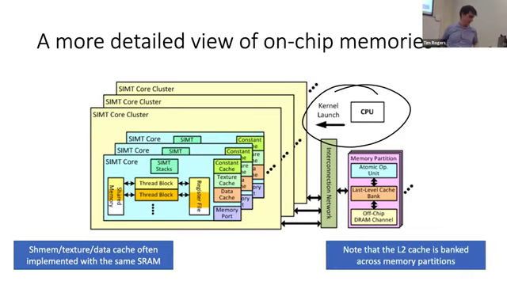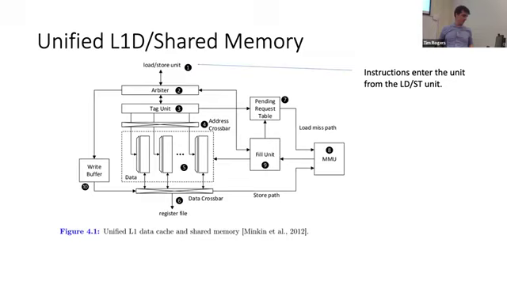Often these are implemented with the same SRAM. Note L2 is banked across all memory partitions. Okay, so let's talk about, again, we lifted this from a patent from the early noughts when they started fusing together the shared memory and the L1 cache. This is a pretty reasonable assertion of how you build an L1 cache that is merged together with the shared memory unit.